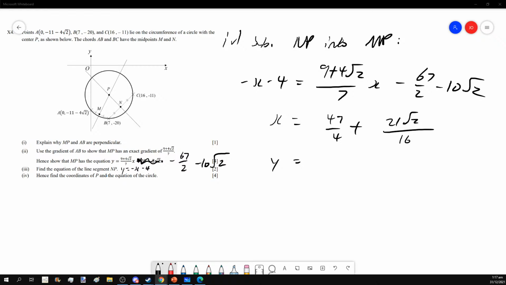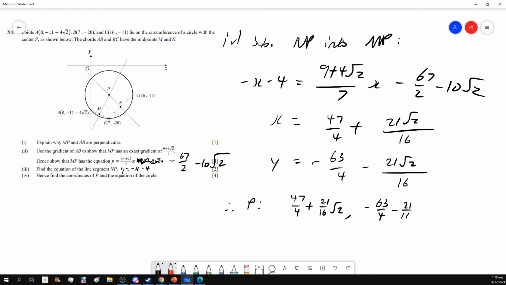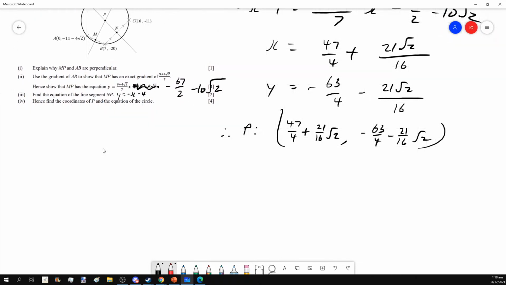Right, so after this we will have negative x minus 4, which should give us negative 63 over 4 minus 21 root 2 over 16. So from here we have P to be 47 over 4 plus 21 over 16 root 2, comma, minus 63 over 4 minus 21 over 16 root 2. Right, once we have this, it will be easy enough for us to find the radius.